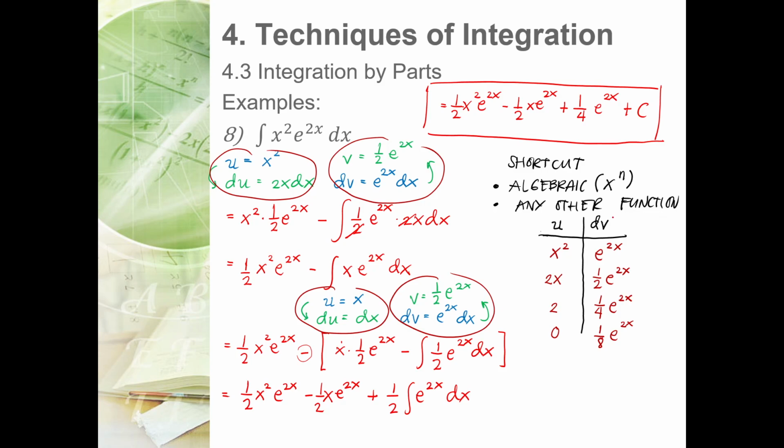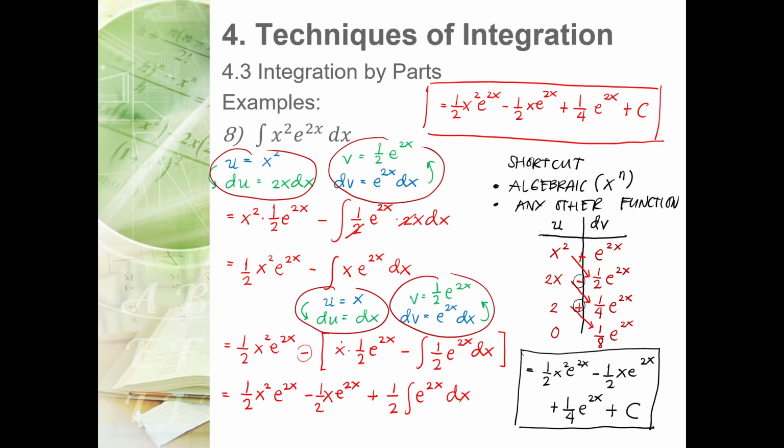Next step is to multiply diagonally in this direction, and the symbol of operation will be alternating. So this will be plus, this will be minus, this will be plus. Getting the answer, notice that the first term is already the same as the given expression, that will be 1 half x squared e raised to 2x. The second term will be minus because the operation is minus now. So 2x times 1/4, 2 times 1/4 is 1/2, then x e raised to 2x. Then plus, because we have plus here. So 2 times 1/8, that will be 1/4, e raised to 2x. Then don't forget plus c. Notice that this is the same as the answer above.